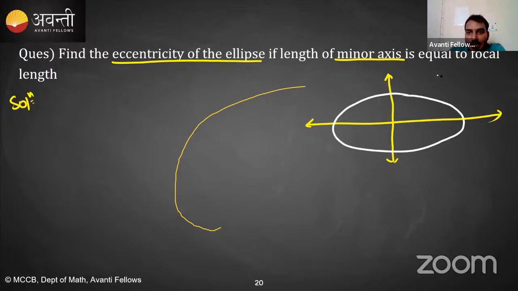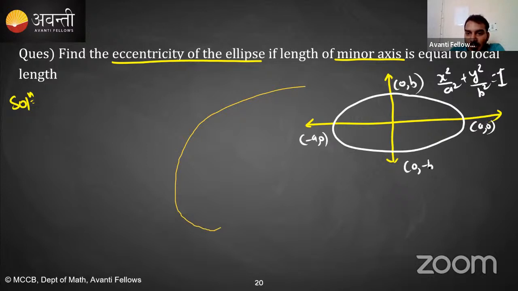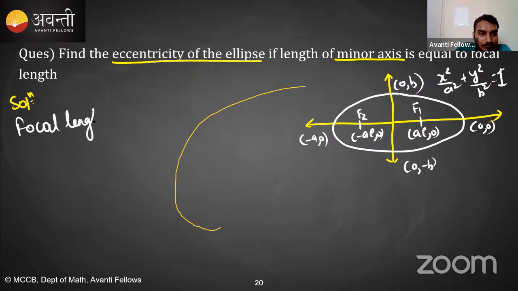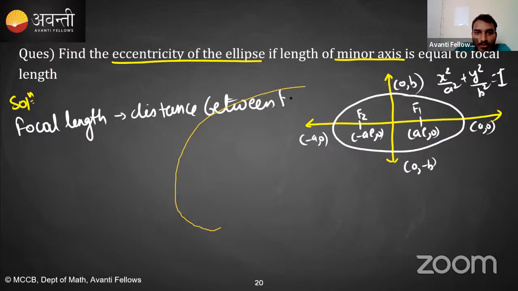Let's say this is the ellipse, x square upon a square plus y square upon b square is equal to 1. This is a comma 0, this is minus a comma 0, this is 0 comma b, and this is 0 comma minus b. This is one of the focus F1 which is ae comma 0. This is another focus F2 which is minus ae comma 0. So focal length is the distance between the focus, F1 F2 distance.